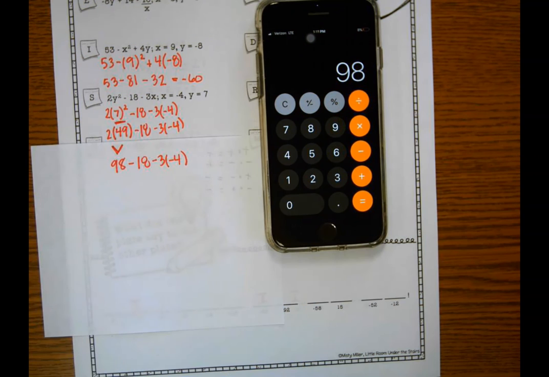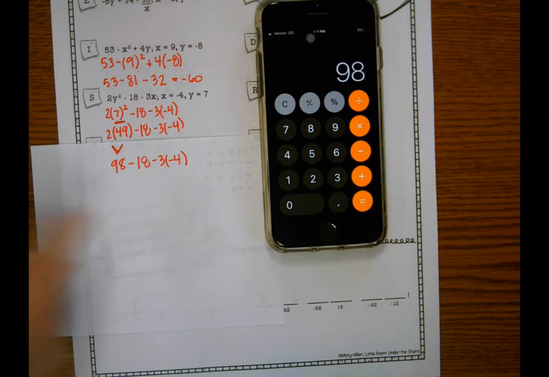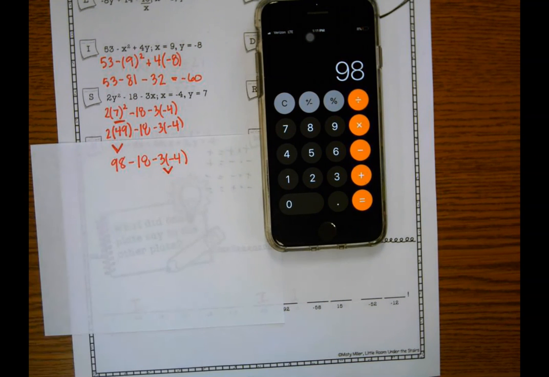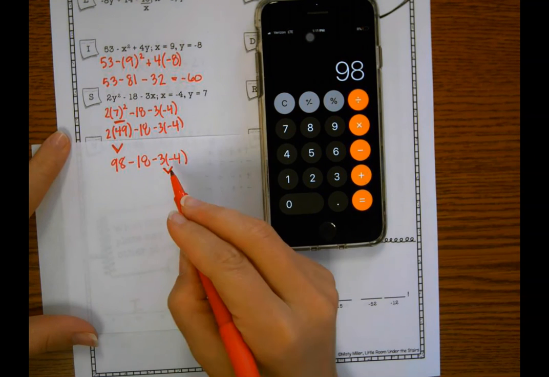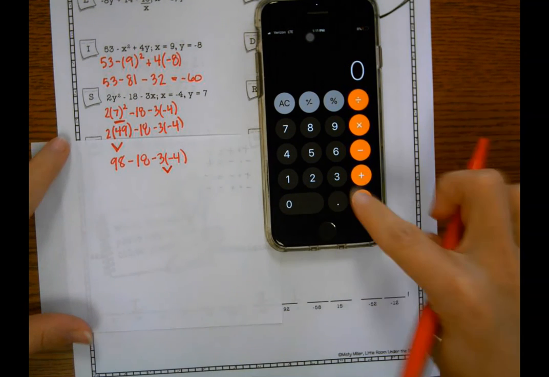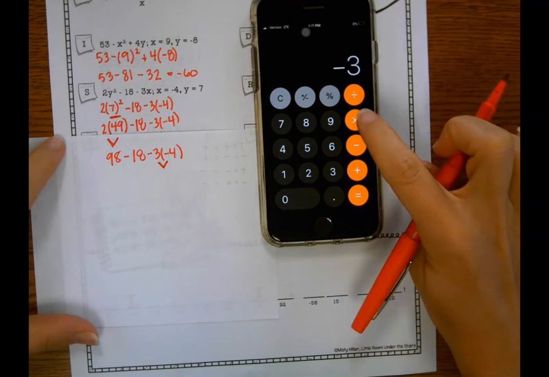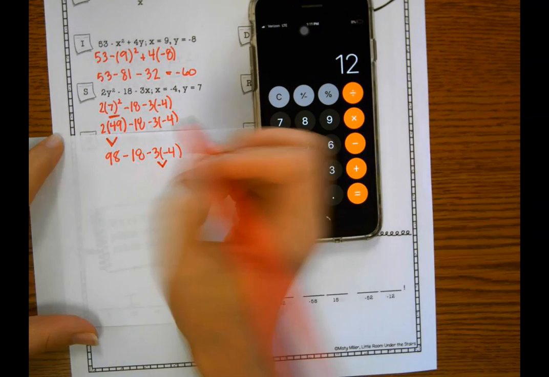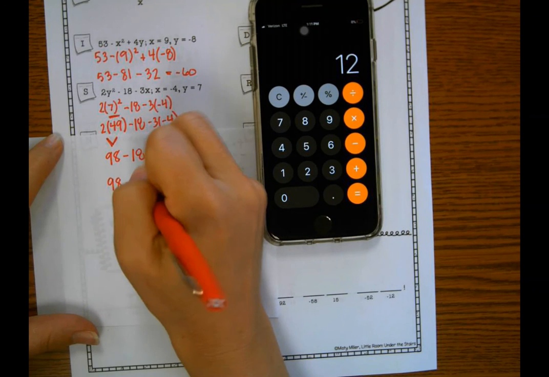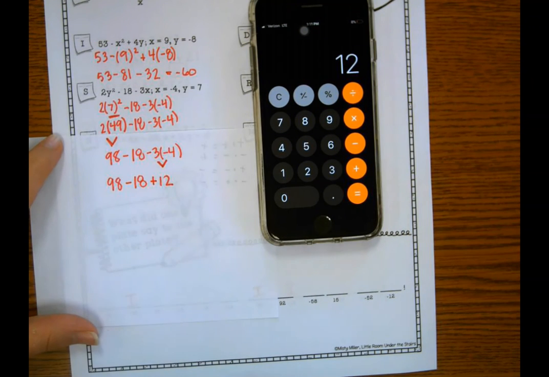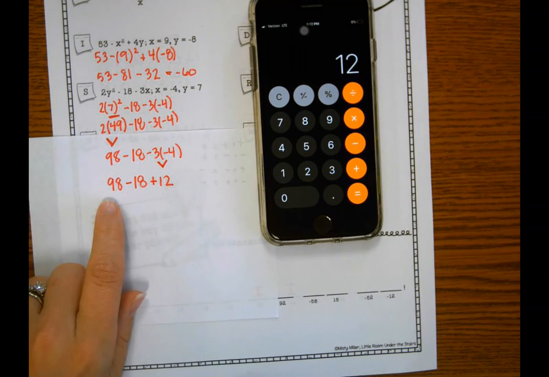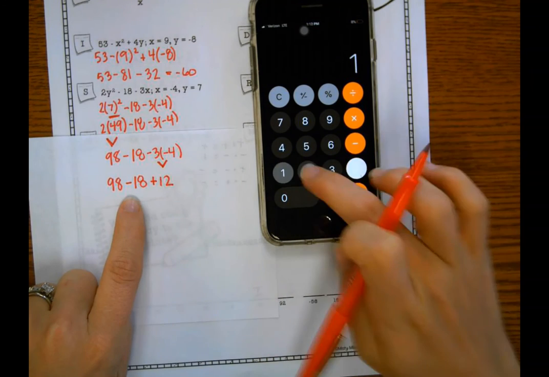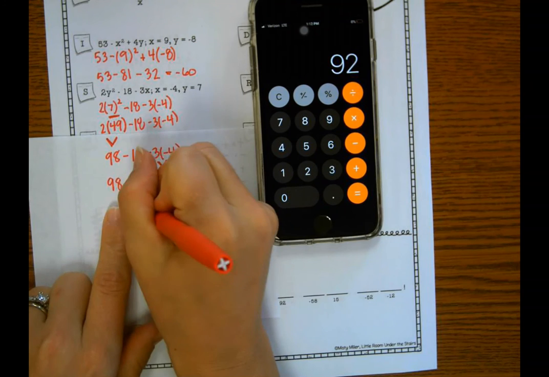So now I want to check, did I finish all of my multiplication? I have a multiplication right here. Remember when one's in parentheses next to another? That means multiply. So -3 times -4. If I type in 3 and I make it negative, and then I hit times -4, I get that my answer is positive 12. So I have 98 minus 18 plus 12. So now when I do this from left to right, I do 98 minus 18 plus 12. And I get that my answer is 92.